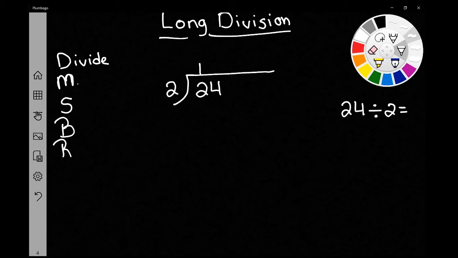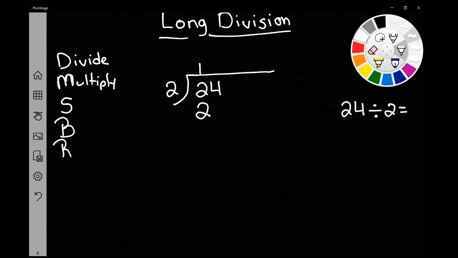My next step is going to be to multiply. So I'm going to multiply this number here by this number here. So I'm going to go 1 times 2, and I'm going to write my answer for that, which is 2, right below that digit that I'm working with. So see how everything's staying in a nice straight line.